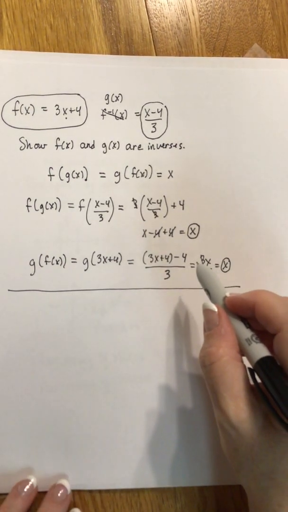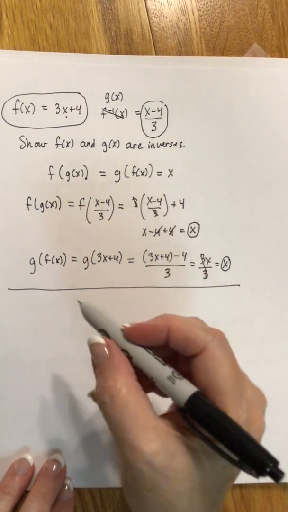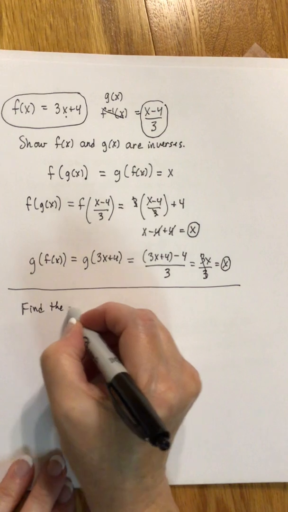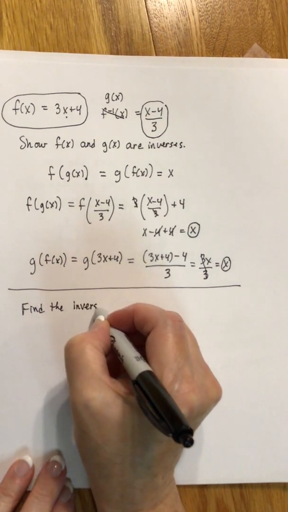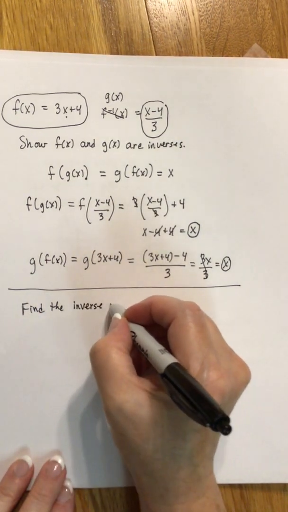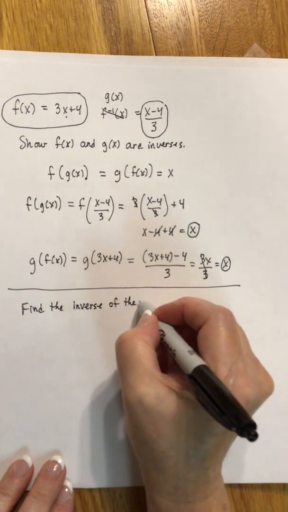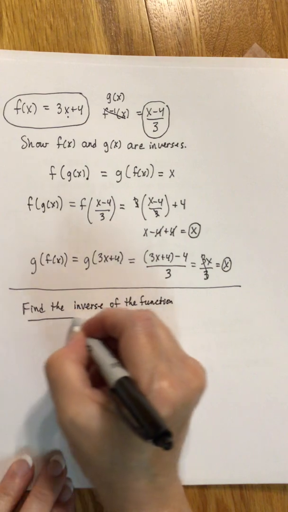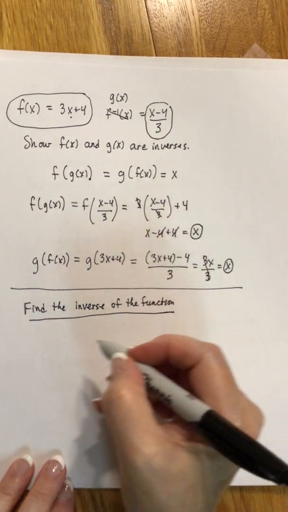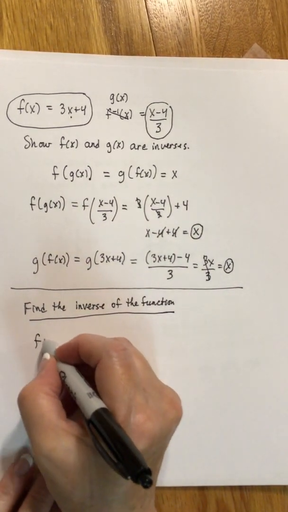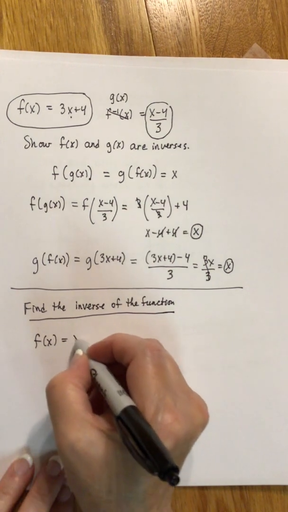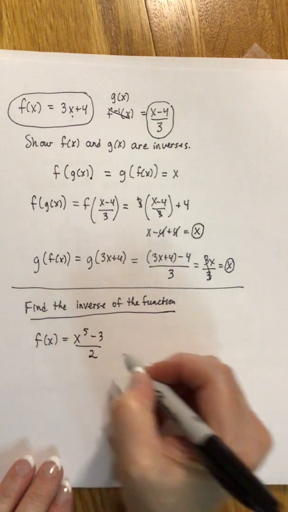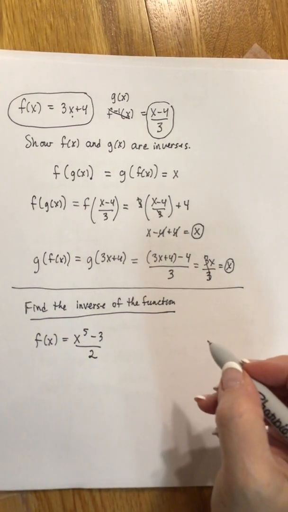All right, we're going to try another one where we're going to find the inverse of the function. So we start out with f of x equals (x to the fifth minus 3) over 2. That's the function that we're going to find the inverse of.